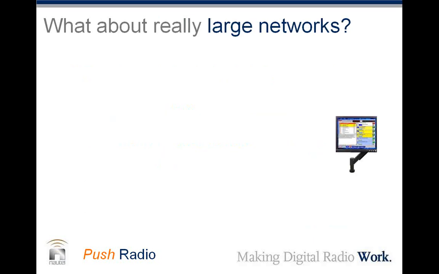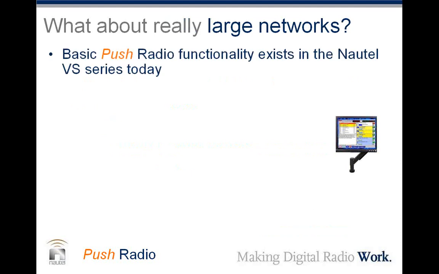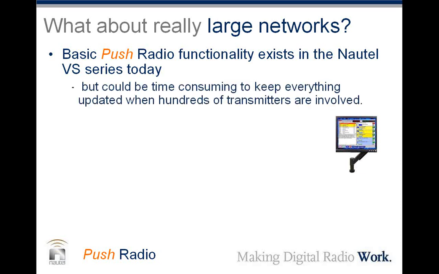So what about really large networks like we've been talking about? The basic push radio functionality exists in the Nautel VS series today. However, it could be pretty darn time-consuming to keep everything updated when there's hundreds of transmitters involved. How do you make sure that all of those hundreds of VS transmitters in the large geographic area all have the most recent weather forecast or the most recent song we're about to put on the air? That would be time-consuming. How do you make sure all their playlists are updated?